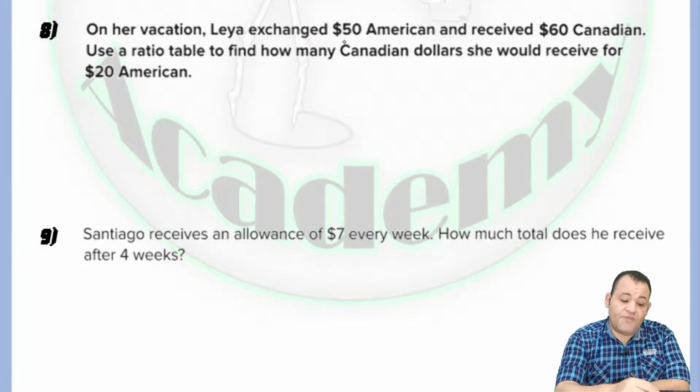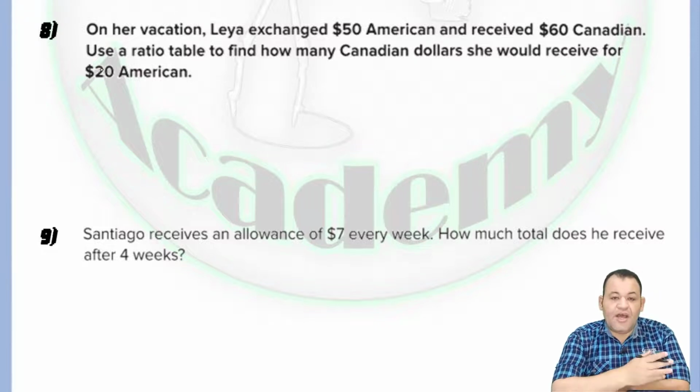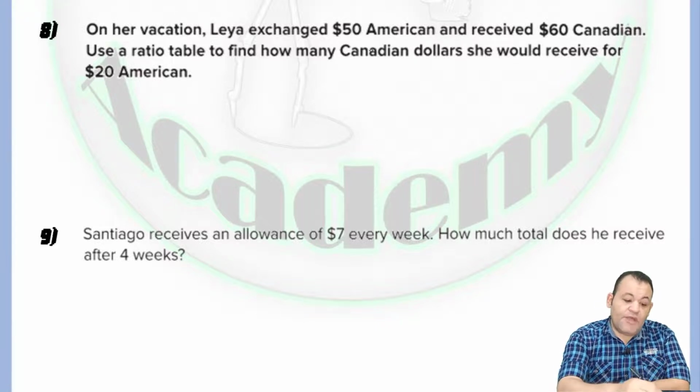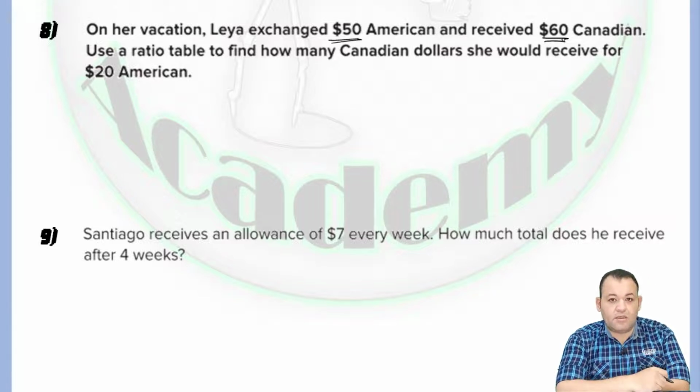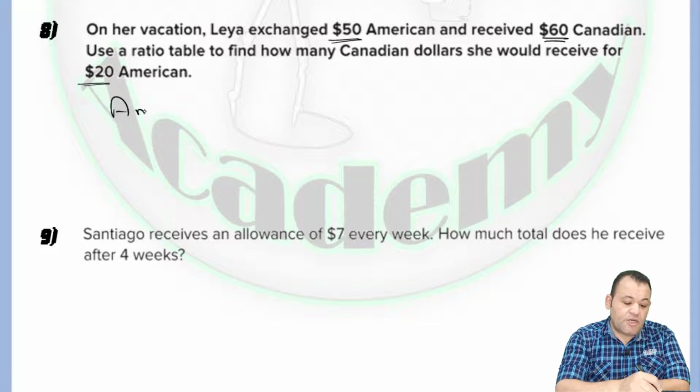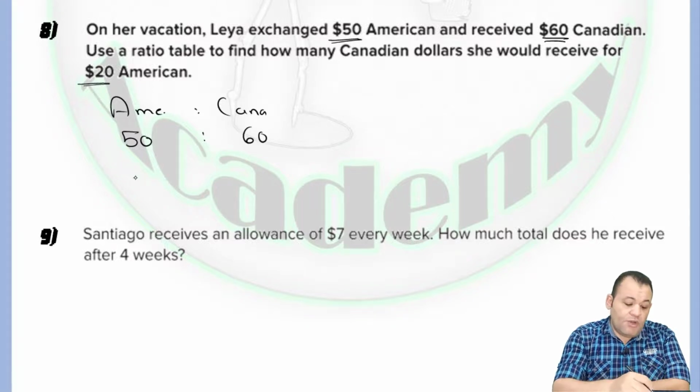Verification: Leah exchanged 50 American dollars and received 60 Canadian dollars. Use the ratio table to find how many Canadian dollars she will receive if she pays 20 American dollars. Now we have a relation between the currencies. For each 50 American dollars, it will be equivalent to 60 Canadian dollars. We need to find how many Canadian dollars there will be for 20 American dollars.